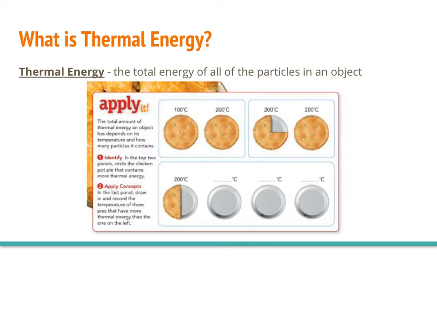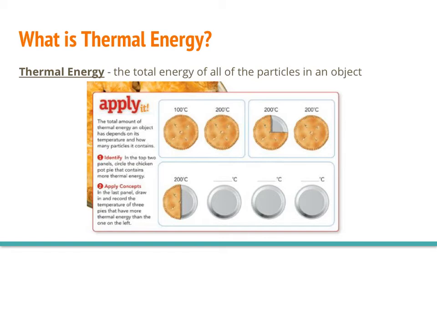So what is thermal energy? If you recall from last chapter, thermal energy is the total energy of all the particles in an object. That includes the kinetic and potential energy of all the particles. Now, this is different from temperature because temperature is a measure of the average kinetic energy, whereas thermal energy is the total energy of all the particles. So remember, in averages, you add up everything and divide by the number. We're not doing that for thermal energy. It's just the total, everything added up together.